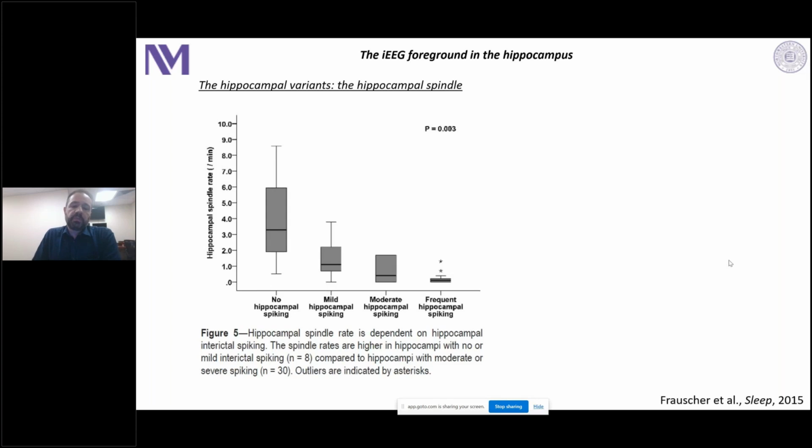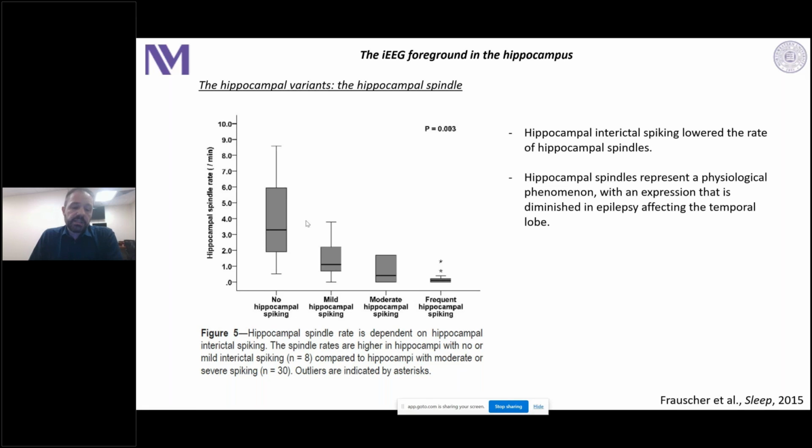So the Montreal group also did another study investigating the rate of those hippocampal spindles with interictal activity, and they found that the more interictal activity increased, the fewer spindles were presenting. So they concluded that this is probably a physiological entity, the hippocampal spindles, which is diminished in epilepsy because the interictal activity is affecting them.